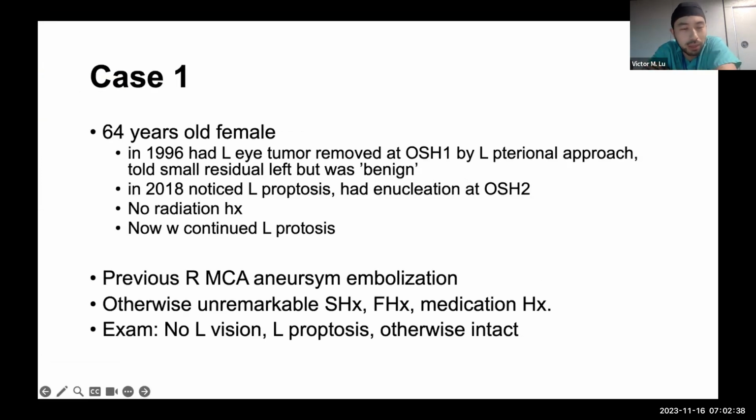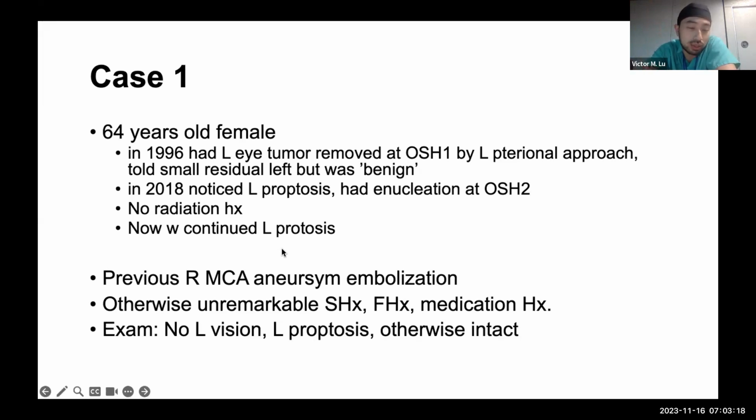A 64-year-old female. This is a UN patient, ultimately seen by Dr. Ivan. But I would say almost 30 years ago, she had a left eye tumor removed at an outside hospital, and was told there was residual, but she can't recall the pathology. And about 5 years ago, she then noticed continued left proptosis and had an enucleation at another outside hospital. Effectively 20 years later, no radiation history, still can't recall what the pathology was, unclear as to the true course, but she continued with left proptosis and presents now for further concern of this.